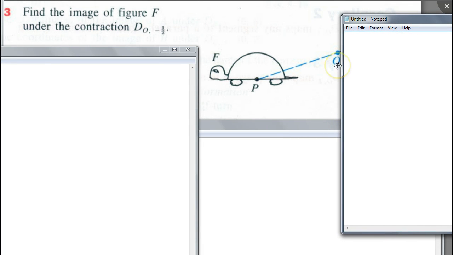And the O happens to be right here. By the way, where O is, I give it to you. I tell you where the O is. Some of you are asking, how do you find O? I give it to you. Anyway, it says find the image of the figure F under the contraction.